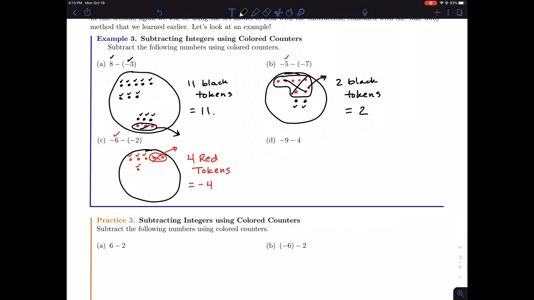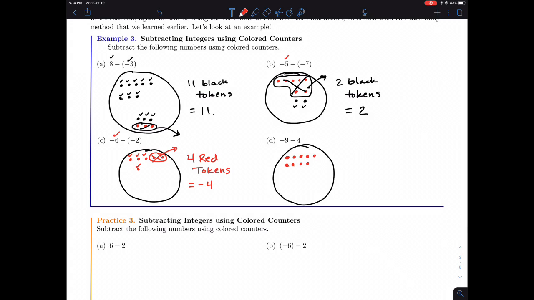So -9 minus 4. So again, let's start off with our big circle. We've got to have 9 red tokens in there to begin with. So let's see, 1, 2, 3, 4, 5, 6, 7, 8, 9. So there's my 9 red tokens giving me -9. And so from this, I want to subtract, I want to take away 4 positive.